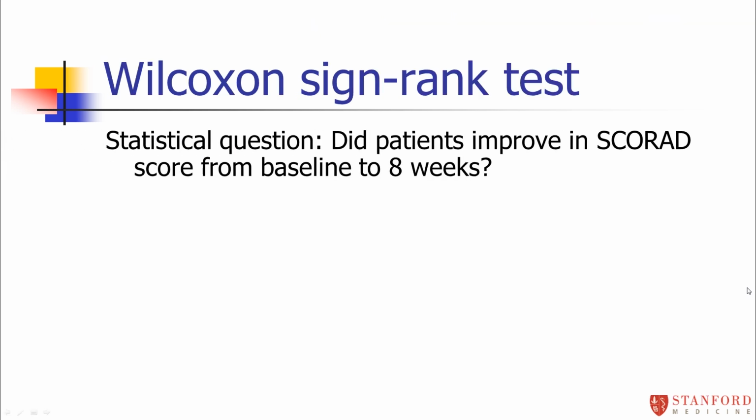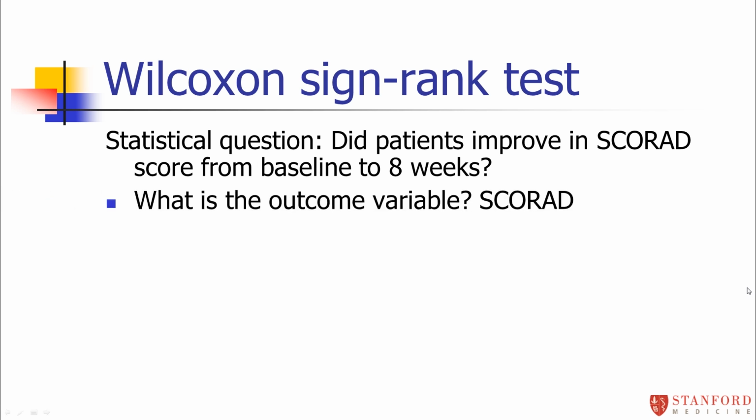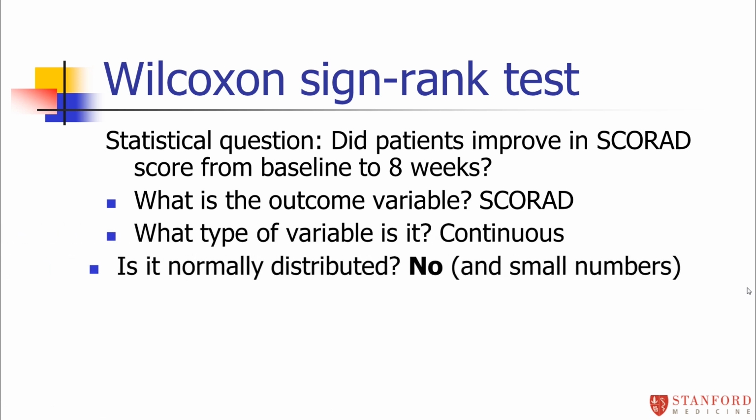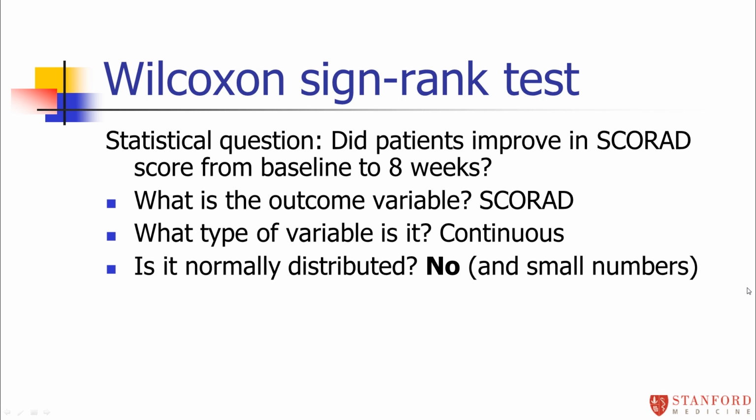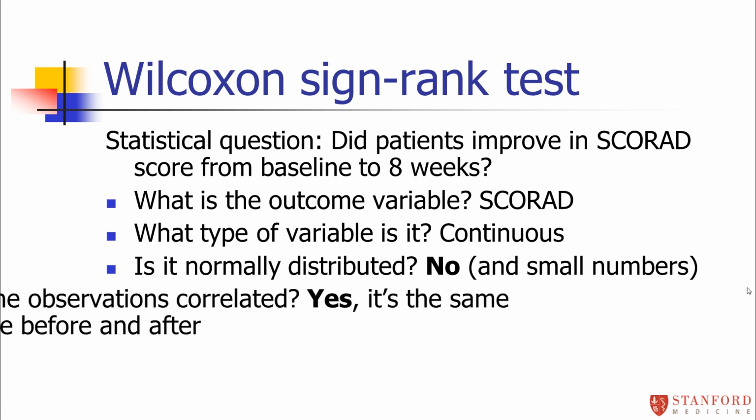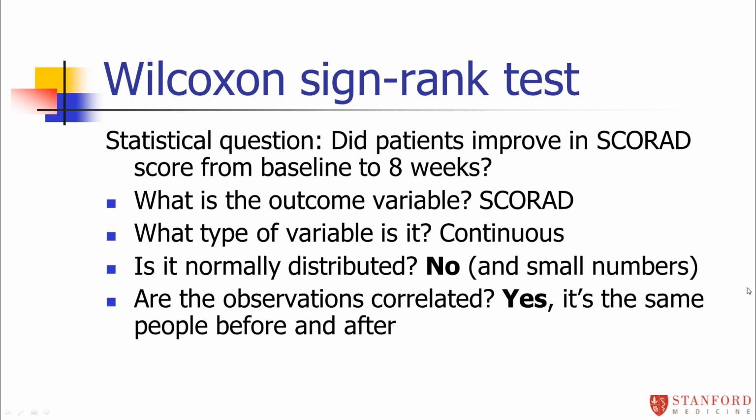I wanted to know whether or not the patients improved in SCORAD score from baseline to 8 weeks, just 2 time points. The outcome variable is SCORAD, this severity score of eczema. It is a continuous variable, but it is not normally distributed, and we have small numbers, so we cannot apply a t-test here. Are the observations correlated? Yes, it's the same people before and after, so we also have correlated data here.